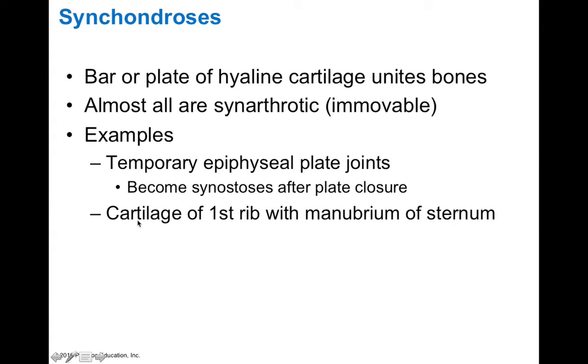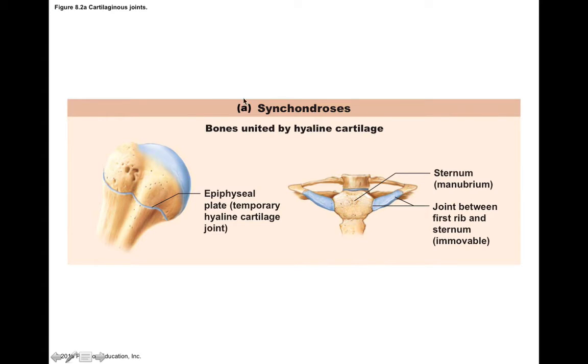Now you also find hyaline cartilage comprising the costal cartilages of your ribs. So technically where the rib meets the sternum, that's going to be a synchondrosis, which is a hyaline cartilage joint. So an example of this is like where the first rib meets the manubrium of your sternum. But other ribs as well are going to have hyaline cartilage, except for the floating ribs. They don't have cartilage.